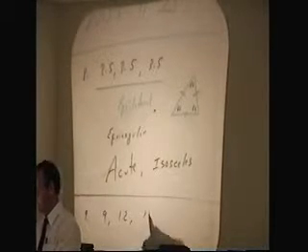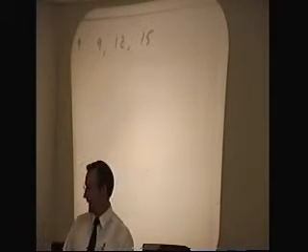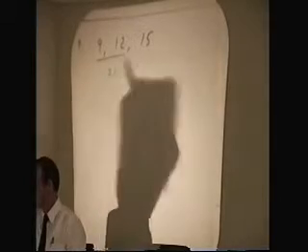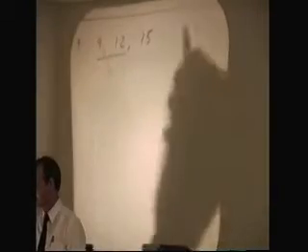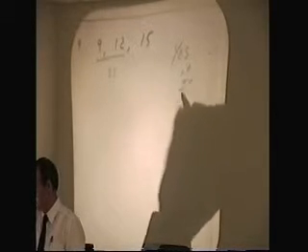9, 12, 15 is your next triangle. Is it a triangle? Yeah, 21 is bigger than 15. You check the 2 smaller sides against the larger side, and yes, it is a triangle.